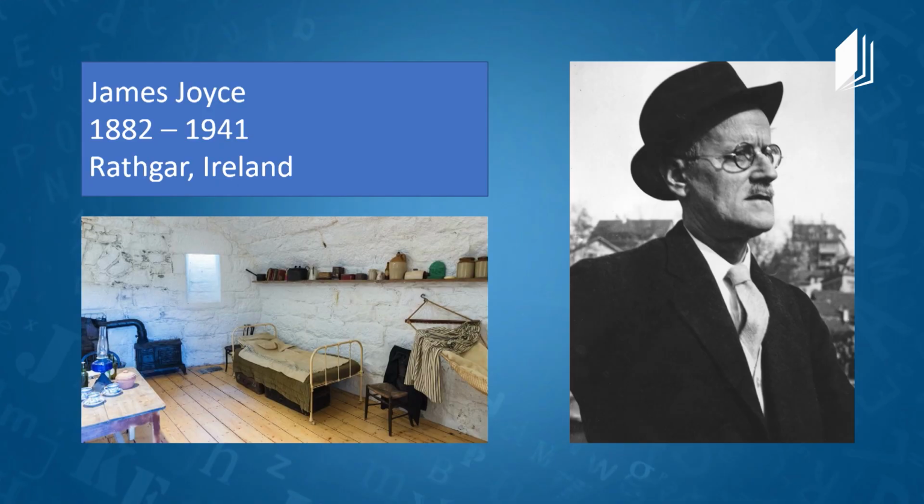Yes. So, his years of birth and death, 1882 to about 1941. So you can see he crosses the 19th century to the 20th century. He was an Irish novelist, short story writer, poet, teacher, and literary critic. Interesting. And he contributed to the modernist avant-garde movement and is regarded as one of the most influential and important writers of the 20th century.